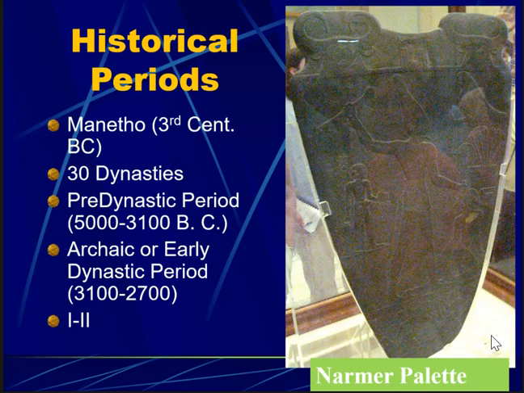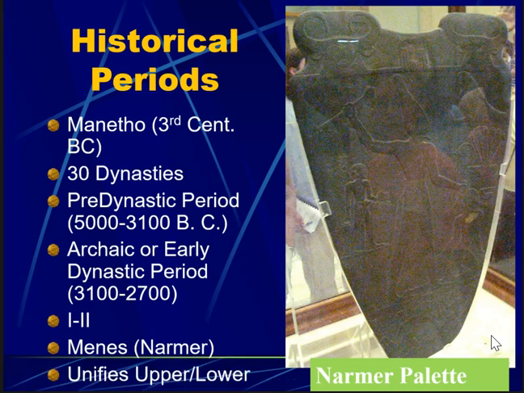All right, and of course I already mentioned our buddy Menes, or Narmer, as he's sometimes called. And he unifies Upper and Lower Egypt.